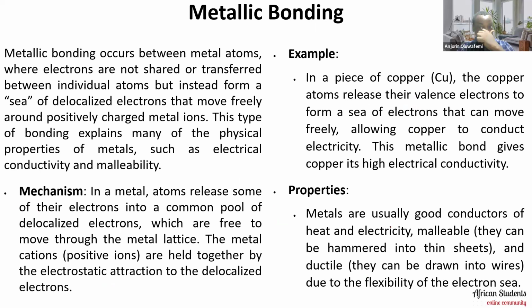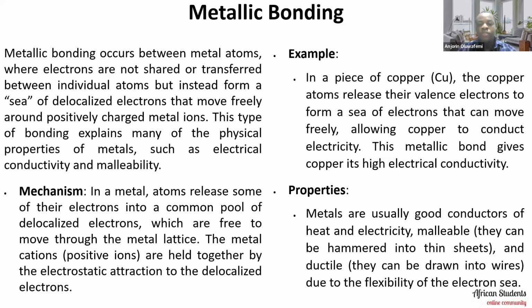Now, metallic bonding occurs between metal atoms where electrons are not shared or transferred between individual atoms, but instead form a sea of delocalized electrons that move freely around positively charged metal ions. Now, this type of bonding explains many of the physical properties of metals, such as electrical conductivity and their malleability also.